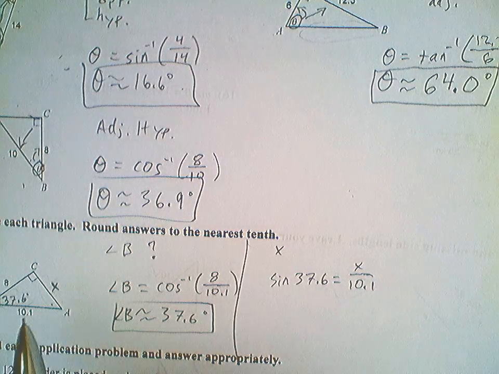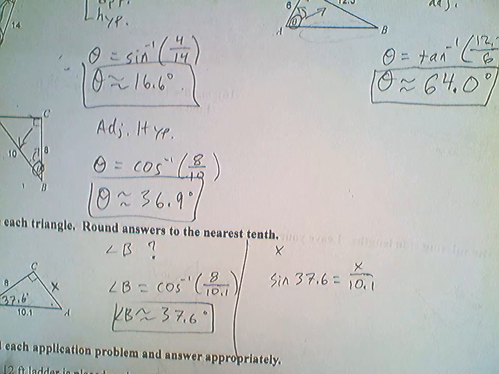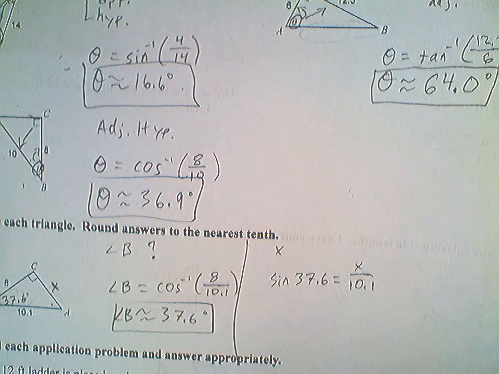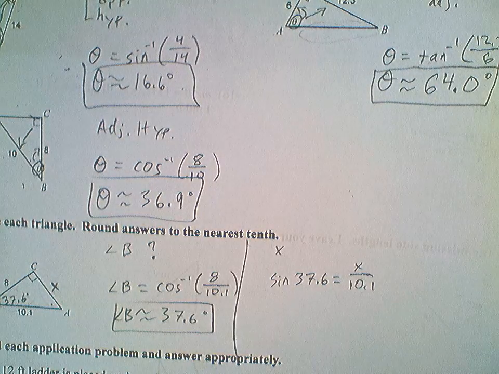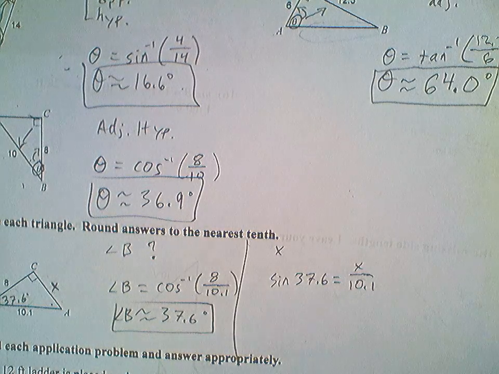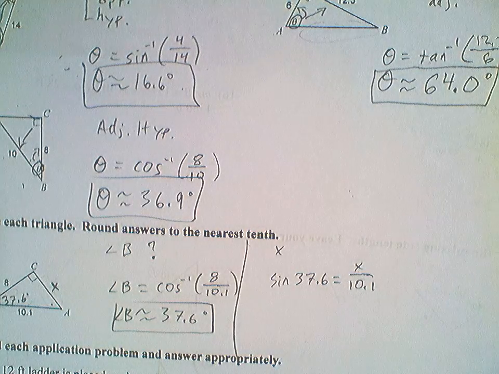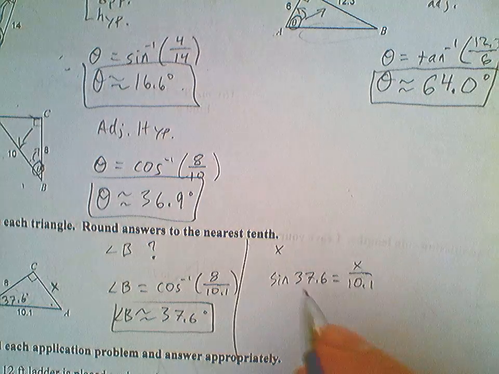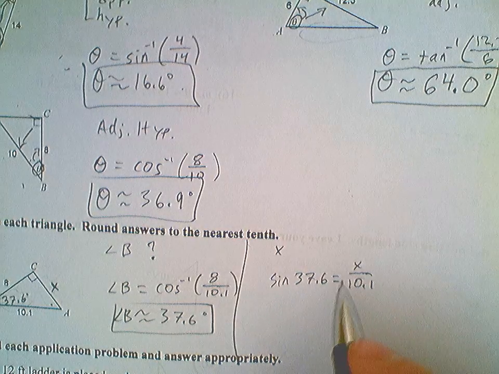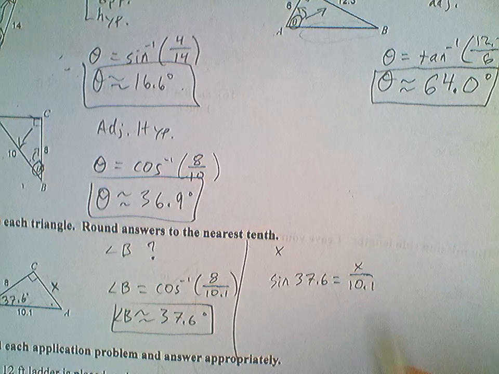If I were going to try to use cosine, I would say cosine of 37.6 degrees equals X over 8, since cosine would be defined adjacent over hypotenuse. So that would actually be 8 over 10.1. That wouldn't even work here, so excuse me for that. I would have to use tangent if I wanted to do X over 8. Moving on, though. Sine of 37.6 equals X over 10.1.